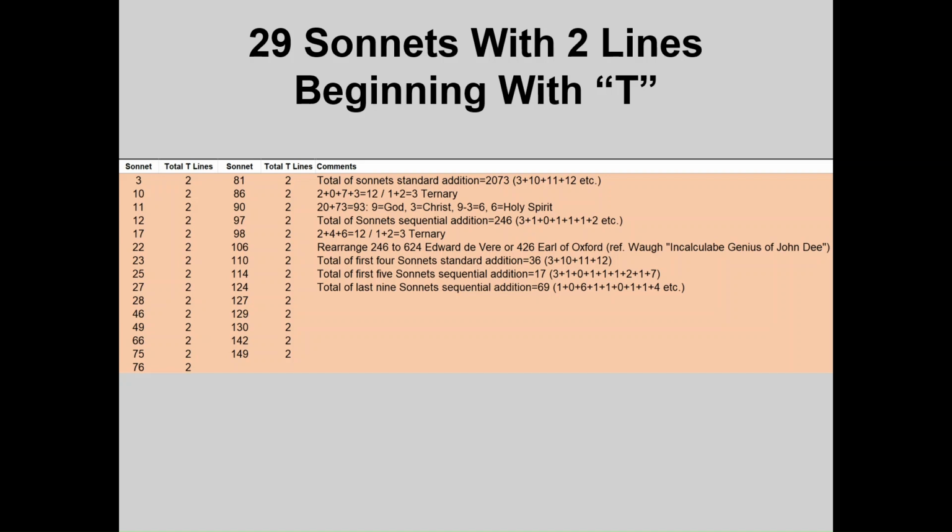Also note that adding the first 5 sonnets sequentially, one of which happens to be Sonnet 17, gives us a result of 17. That's 3 plus 1 plus 0 plus 1 plus 1 plus 1 plus 2 plus 1 plus 7.